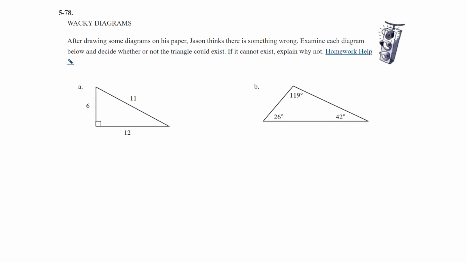Question 78, wacky diagrams. After drawing some diagrams on his paper, Jason thinks there is something wrong. Examine each diagram below and decide whether or not the triangle could exist. If it cannot exist, explain why not.